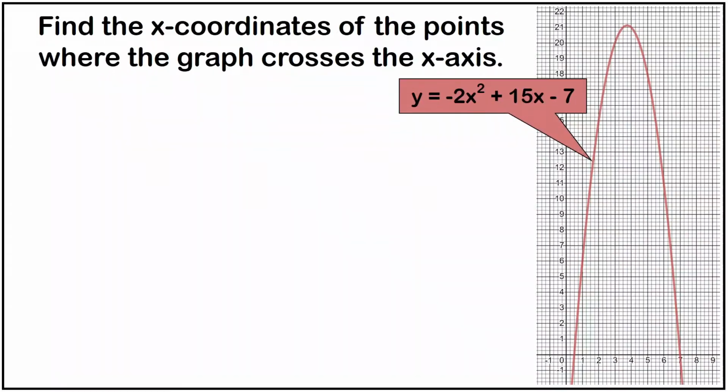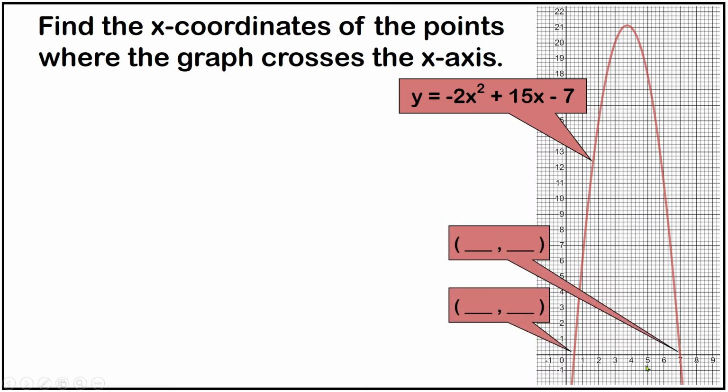On this problem, the directions say, find the x coordinates of the points where the graph crosses the x-axis. So what they want us to do is take a look at this point here where the pink graph crosses the x-axis, and this point here where the pink graph crosses the x-axis. There's a couple things that we know about those 2 points. Both of those 2 points are going to have y coordinates of 0.